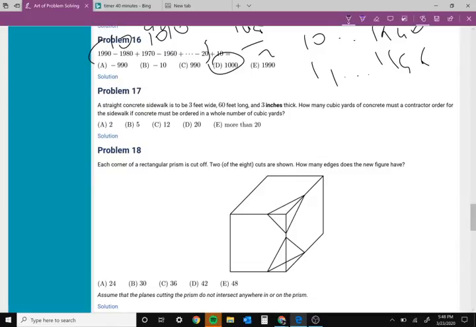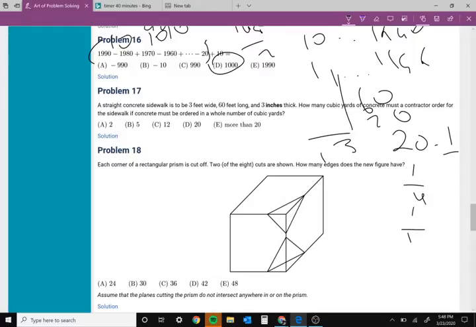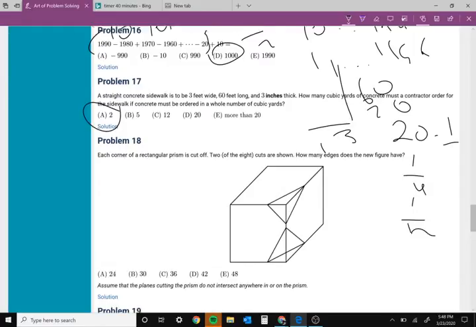Okay, 3 feet wide, 60 feet long, and 3 inches thick. How many cubic yards must a contractor order? Okay. 3 feet wide. Let's just turn it into yards, shall we? So 3 times 60 is 1 times 20, right? So that's 20 yards, and then times 1 over how much? 3 inches is 1/4 of a foot, which is 1/12 of a yard, so 1/12. 20 times a 12th, which is less than 2. So, and more than 1.